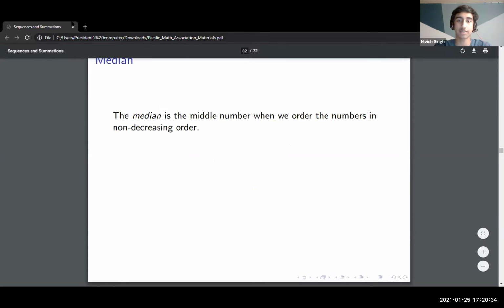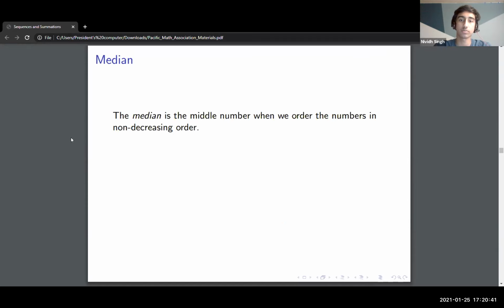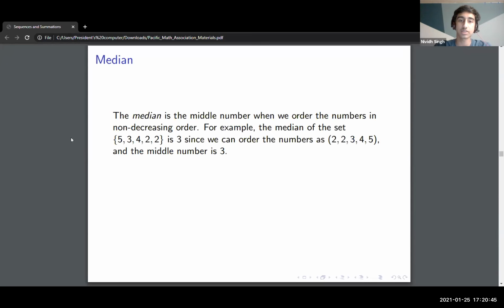The next thing we have is the median. The median is the middle number in a set of numbers when we order the numbers in a non-decreasing order. So this means that, let's say we have a set of numbers 5, 3, 4, 2, 2. So the median of the set is 3, and we can find it's 3 by first ordering it in a non-decreasing order. The reason we say non-decreasing order rather than increasing order is because we might have two of the same number.